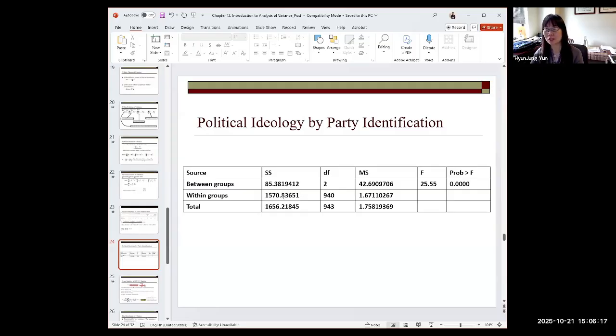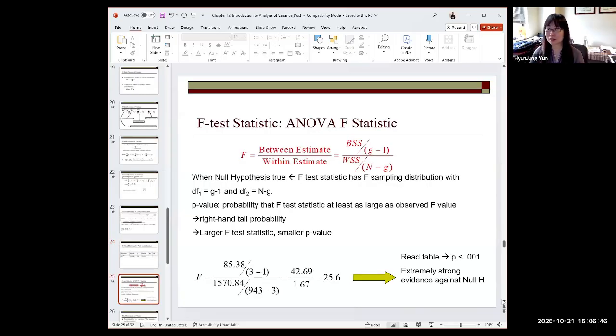Square the deviations, sum them, and divide by degrees of freedom. That's a variance. So the F test is the mean variance between groups divided by the mean variance within groups. That's the F test value. So 42 divided by 1.67, that's the F value. That is the P value. Okay, so that is the theory.